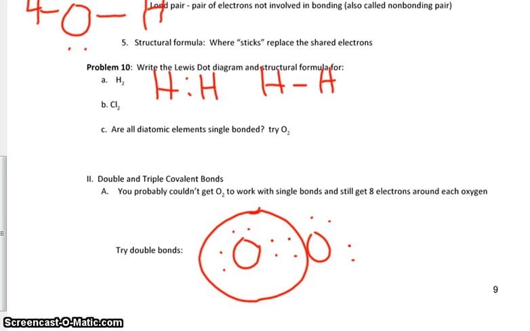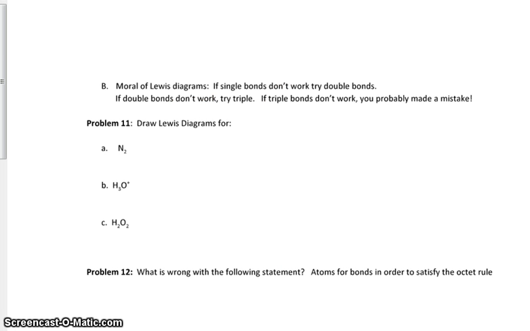And watch what else happens. 8 electrons and 8 electrons. Both oxygens have a full octet. That's good news for oxygen. All right, so here we go. So because oxygen had the double bond, that worked out perfectly. So here's the moral of Lewis dot diagrams. If your single bonds don't work, try double. Double bonds don't work, try triple. If triple bonds don't work, you probably made a mistake. You're going to see a few exceptions later on.